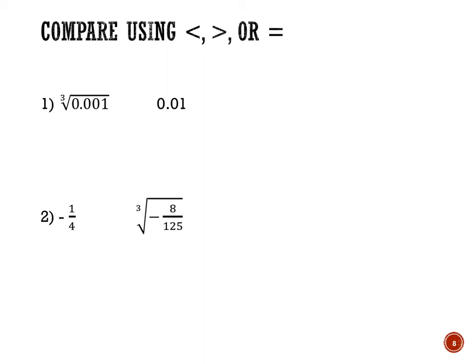Compare using greater than, less than, or equal to. So number one, we've got the cube root of 0.001 and 0.01. The first thing we need to find out is what the cube root of 0.001 is, which is 0.1. So 0.1 greater than, less than, or equal to 0.01. We look at our ones, they're both 0, so we move to the tenths. I've got 1 and 0. 1 is greater than 0, so 0.1 is greater than 0.01.